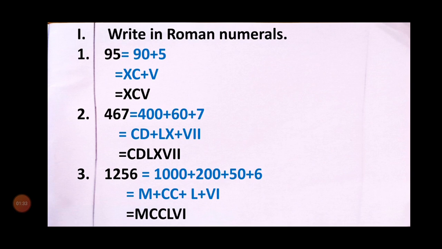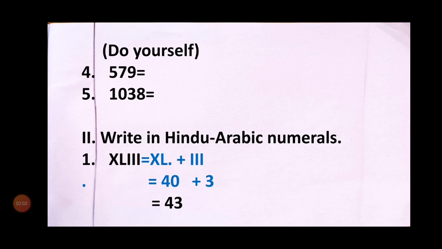So third one, 1256. So expand the number first. 1000 plus 200 plus 50 plus 6. So what is the value for 1000? M. Plus what is the value for 200? CC. Plus what is the value for 50? L. Plus then value for 6, VI. So is equal to MCCLVI.